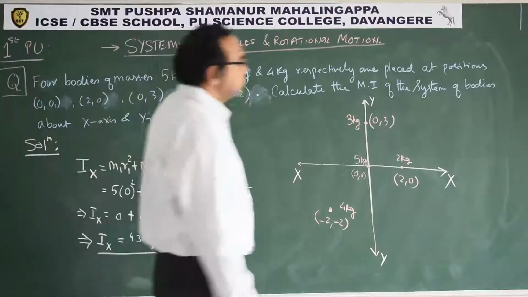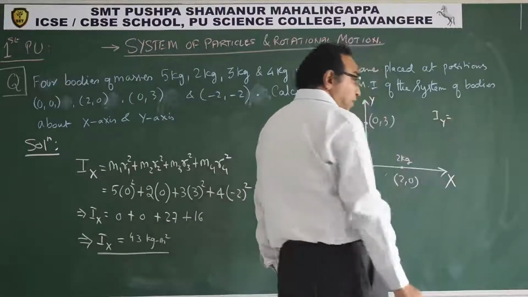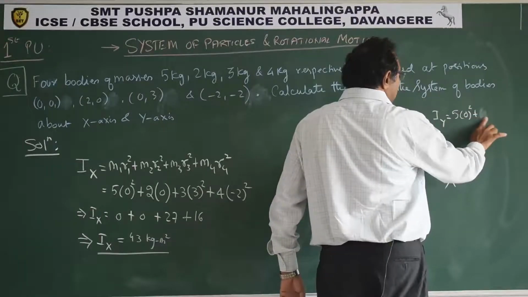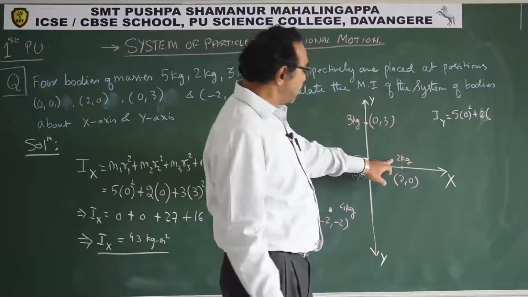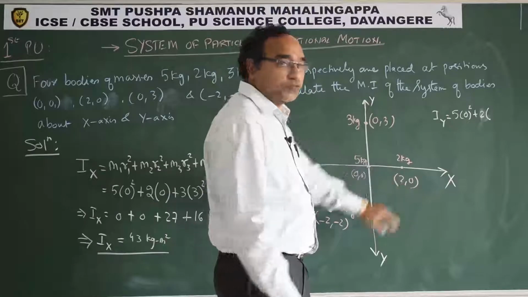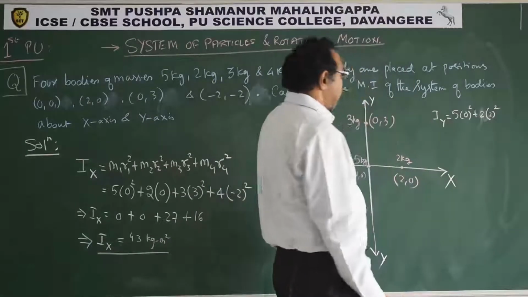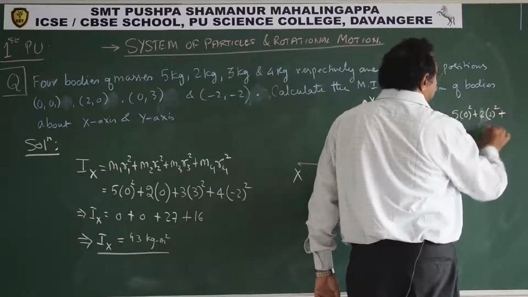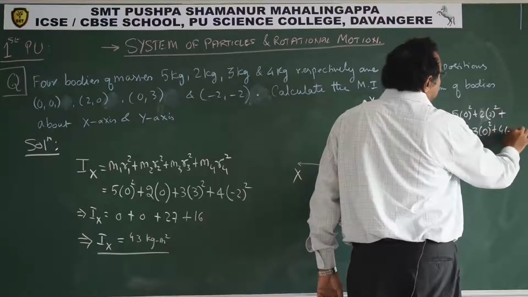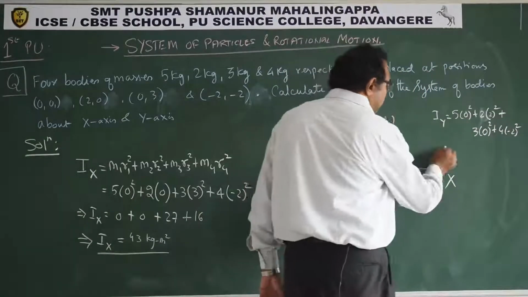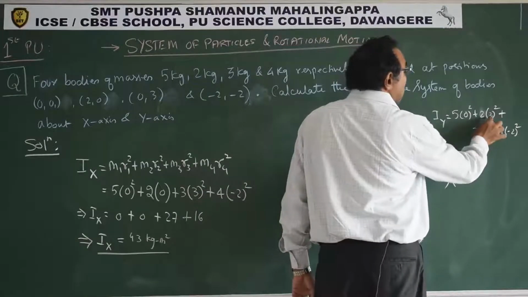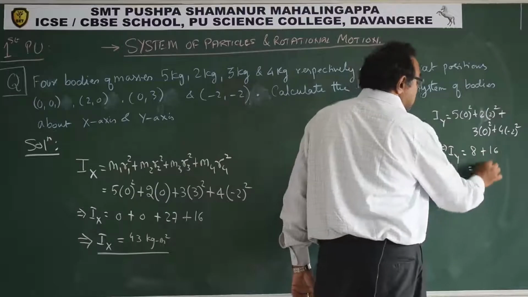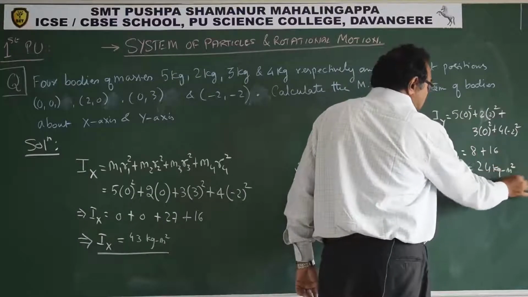How will you find Iy? So in order to find Iy, again here what it will be? It will be M1. M1 is 5 and this is 0 square. Plus M2. M2 is 2. What is the distance of 2 kg from the y-axis? The x coordinate, that is 2. So it is 2 square. Plus 3 kg. What is the distance from the y-axis? 0. Plus 4, and minus 2 square. This is exactly what we have. So from this we can say Iy is equal to 8 plus 16. This is exactly how we can get Iy.